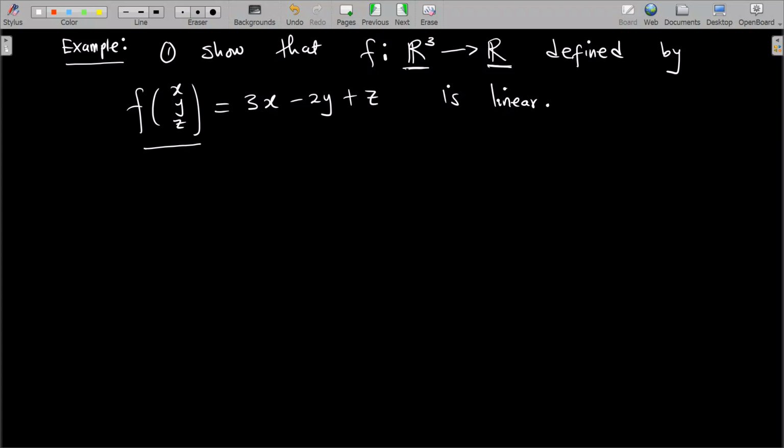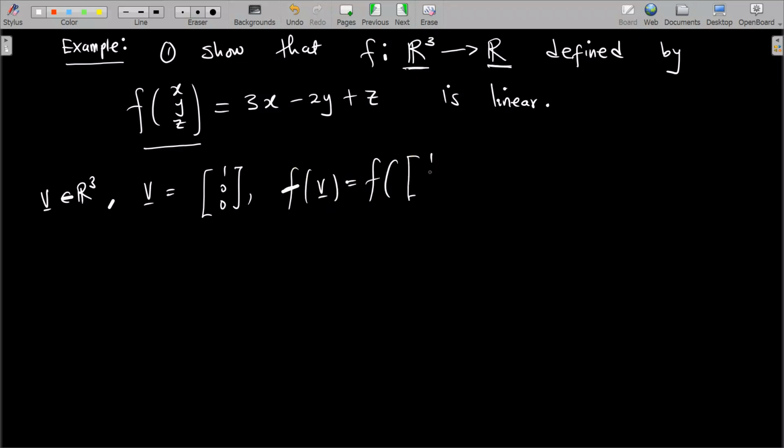So what it means is, you're supposed to show that this is linear, but this is not part of what you're going to use, this is just an example. If I pick a vector, let me call this vector little v, which belongs to R3, and little v is defined to be the vector 1 0 0. Okay, this is an R3 vector, right? And if I apply f on this little v, it's the same as applying f on the vector 1 0 0.